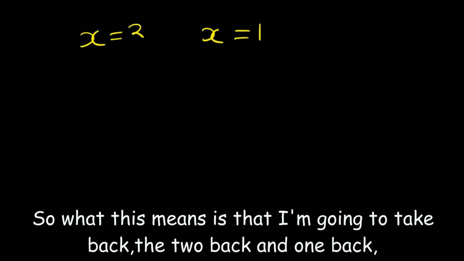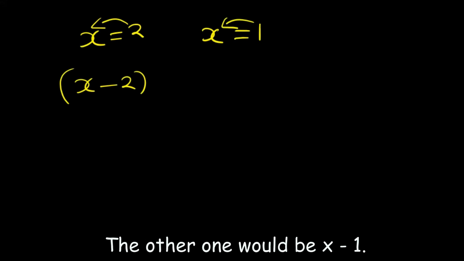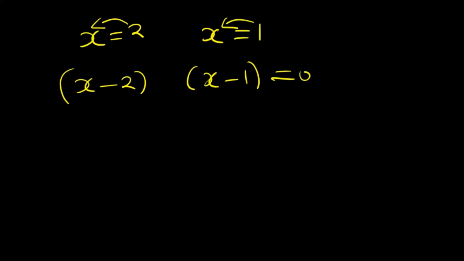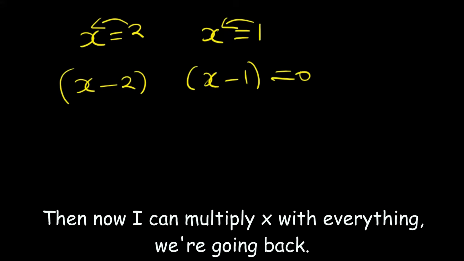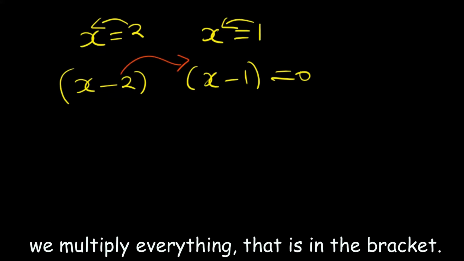To find that equation, we basically have to go back from the solutions to the equation. So I'm going to take the -2 back and the 1 back the way they were. So x plus 2, and the other one would be x minus 1. I can equate them to be equal to 0. Then I can multiply x with everything. We're going back.